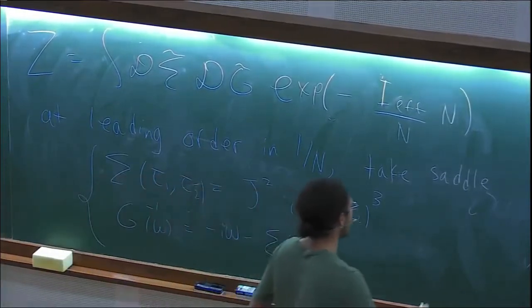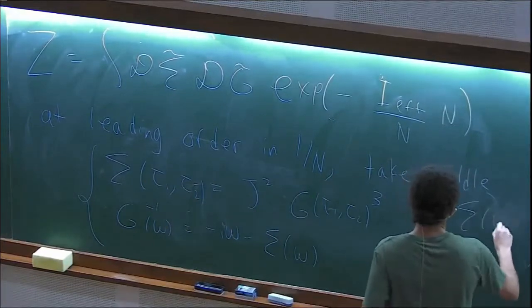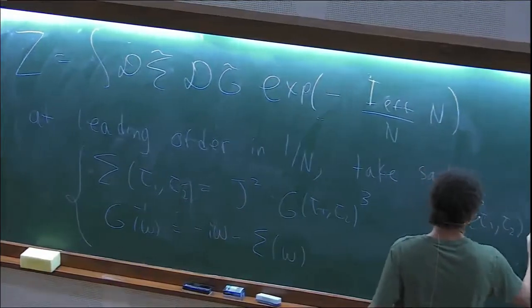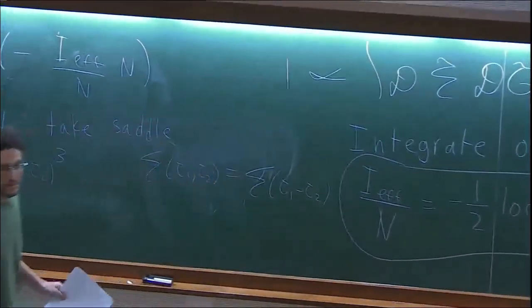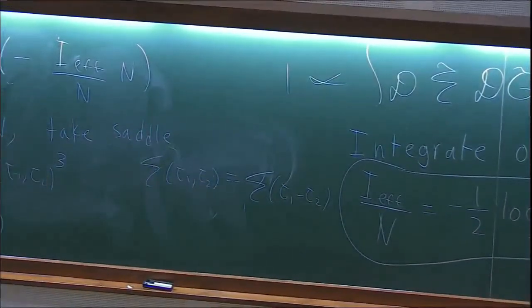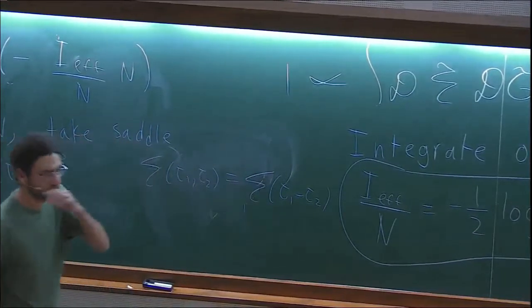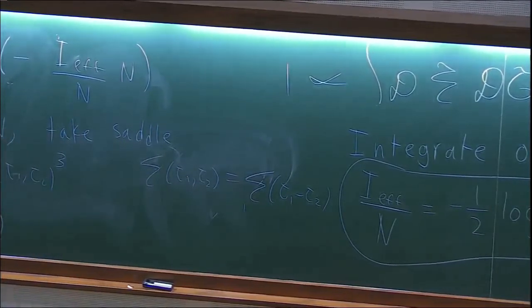So at the saddle, I assume that this is just a function of tau 1 minus tau 2. And then sigma of omega is the Fourier transform, because then there's just one time. So we make that assumption that it only depends on the time difference, which is reasonable, since we have translation invariance. Good. So these are the saddle equations.